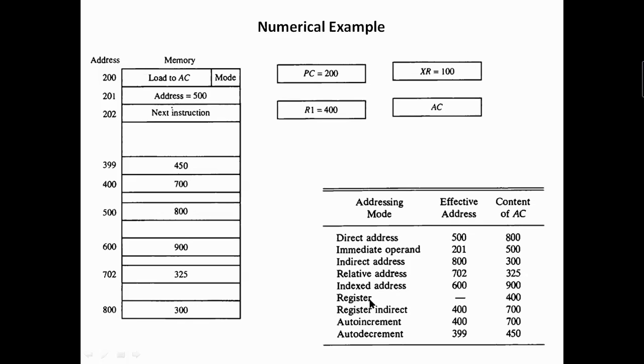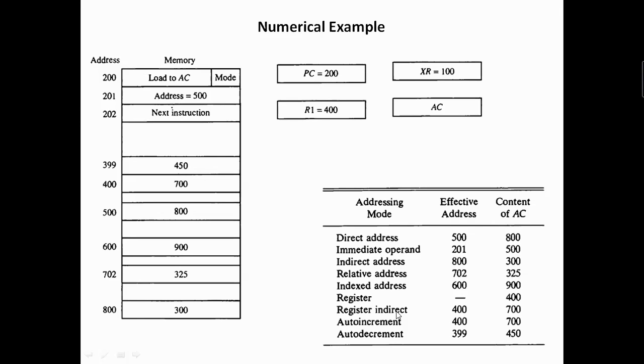What about register mode? In the register mode, the contents of the register will be taken in. Fine. So we don't go to memory here. No effective address. And the operand is directly in the register. So here we have a certain register. So we can say that this is the register where there is the operand, and it can be 400.